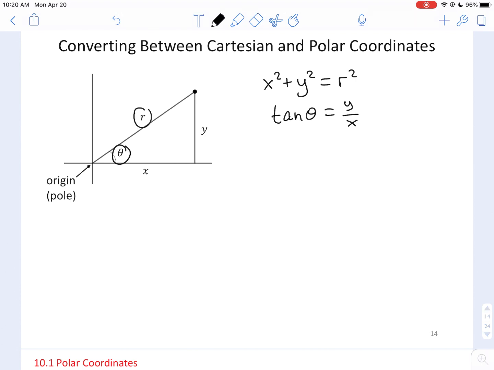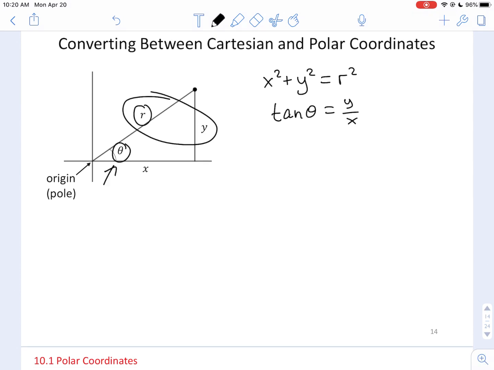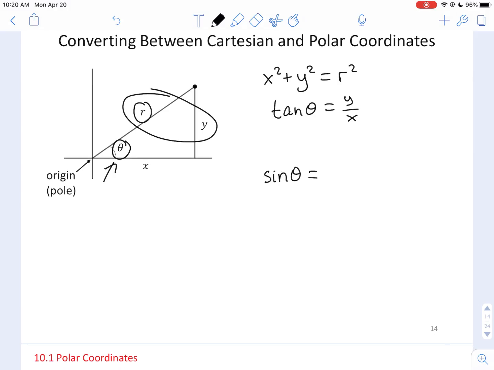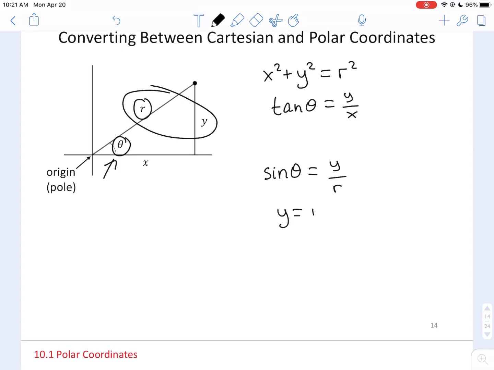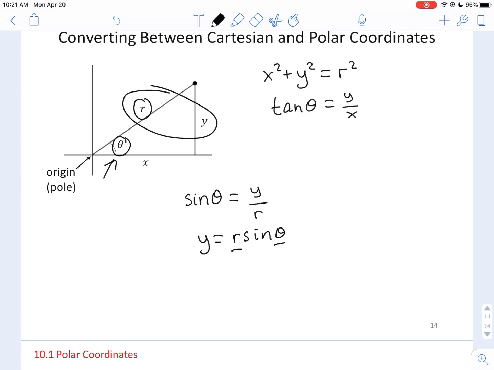Suppose I know this information and this information, how would I find these sides? To go the other way around, I know that the sine of that angle is equal to the opposite, which is y, divided by the hypotenuse, which is r. Then multiply r to the other side, and you get y is equal to r sine theta. So if you know r and theta, you can do this calculation and get the y coordinate in rectangular.